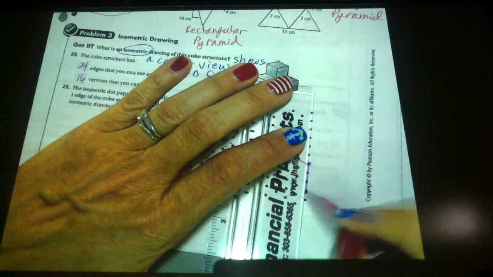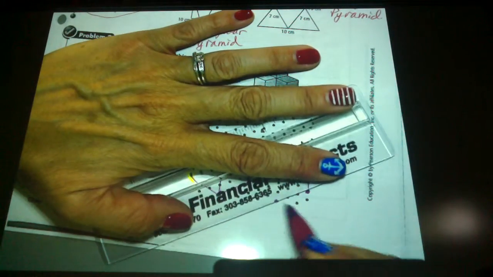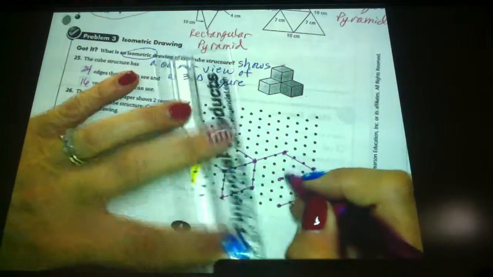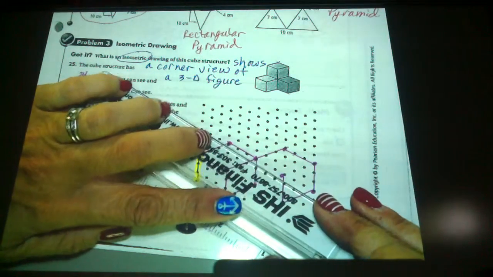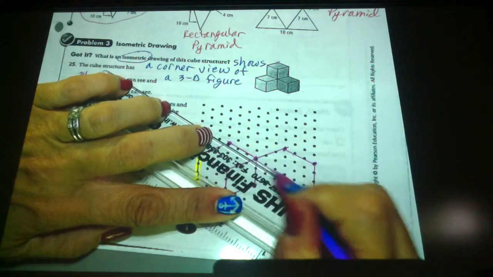Takes a little bit of practice for some of you. Some of you, this is like a piece of cake. You didn't even need the isometric dot because you're artistic. I'm not artistic. That would be my twin brother.